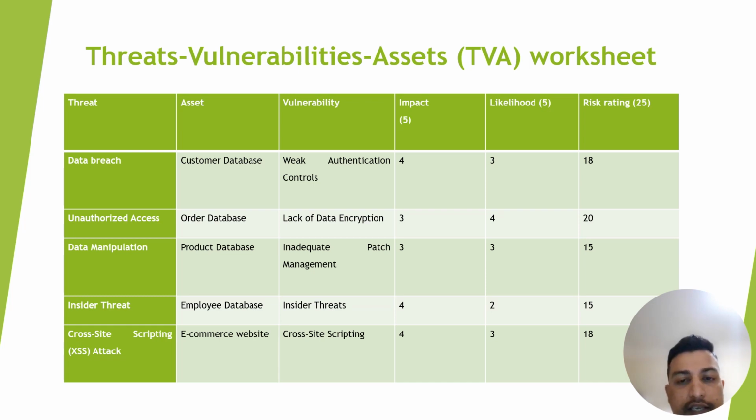As you can see, for data breaches we have got the impact is 4, the likelihood is 3, and the risk rating is 18%. And on unauthorized access we have got 3 impact and 4 likelihood, so the risk rating is 20%.